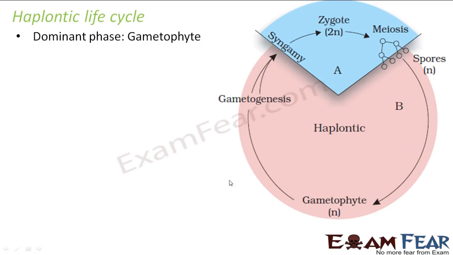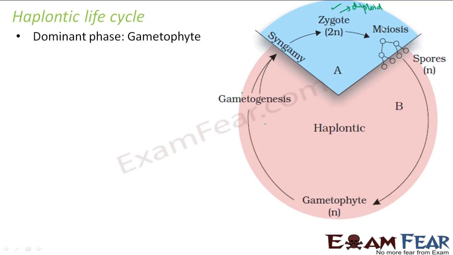That means the gametophyte occupies the most portion of the cycle, and that is why it is the dominant phase. So this is the gametophyte which produces the gametes, and then these gametes fuse together. As a result of fusion, zygote is produced, and then this zygote will form the sporophyte, and the sporophyte will produce the spores. So if you see, only this zygote is the diploid phase.